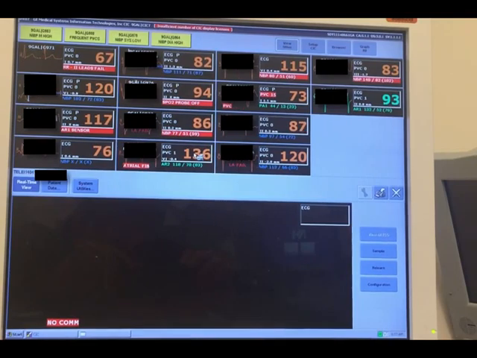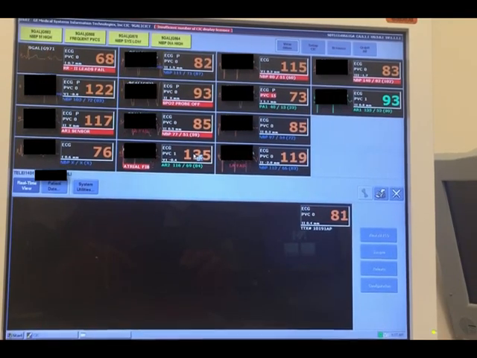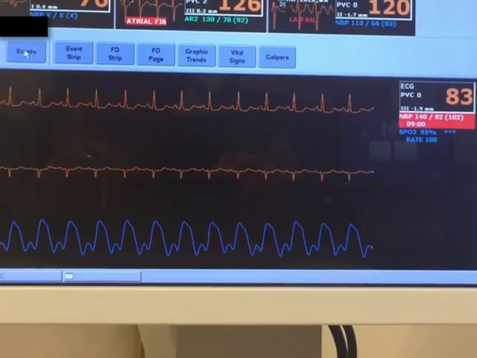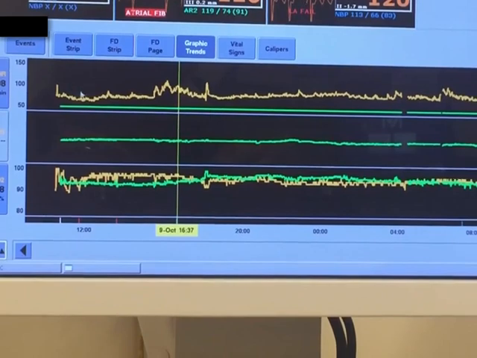Therefore, one does not need to be on a particular patient's floor to view their telemetry. The next step is to click on the Graphical Trends button and to set a heart rate range and time interval. This will allow one to view global trends in heart rate over 24 hours, as well as to then focus more closely when abrupt changes in heart rate are noted, as this may signal the occurrence of an arrhythmia. Clicking on Graphical Trends will reveal changes in heart rate over the set time period.